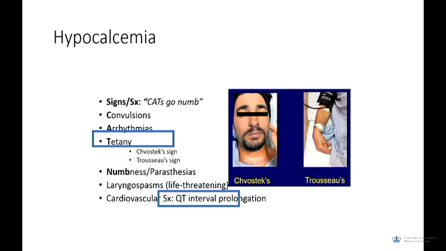Okay, hypocalcemia. The person before us gave us this nice mnemonic, CATS go numb. It stands for convulsions, arrhythmias, tetany, and numbness. If you really want to just remember two, you can remember tetany, facial spasms, and the carpopedal spasm upon inflation of a blood pressure cuff. I'm not going to bother trying to pronounce those. And then most importantly here is the QT interval prolongation, which can lead to arrhythmias. So that's also really important.